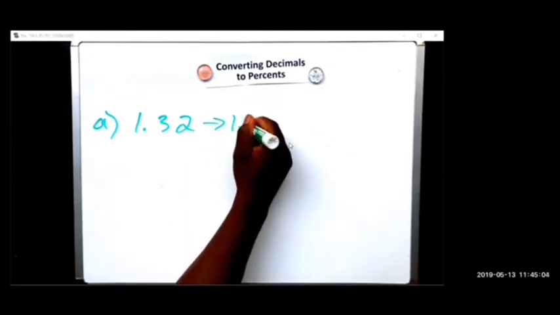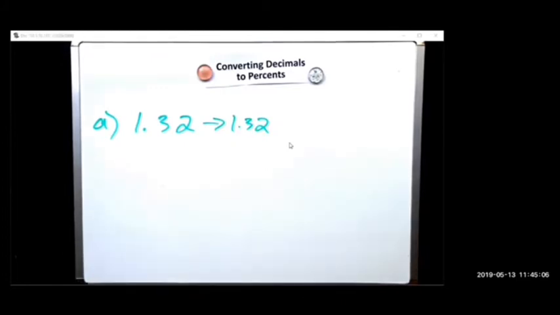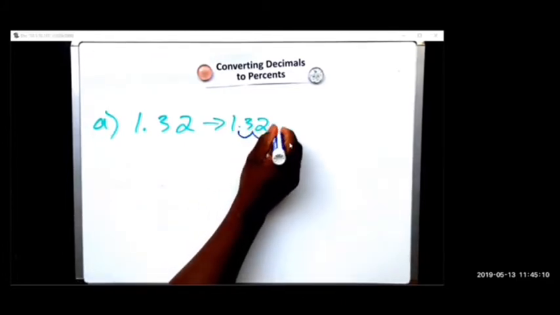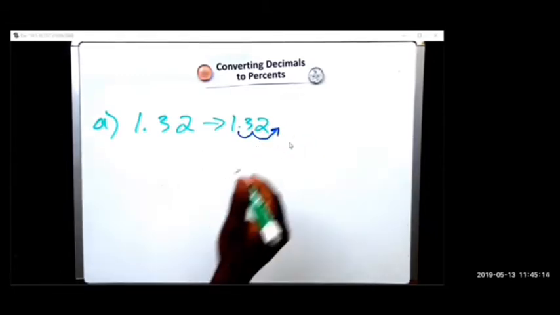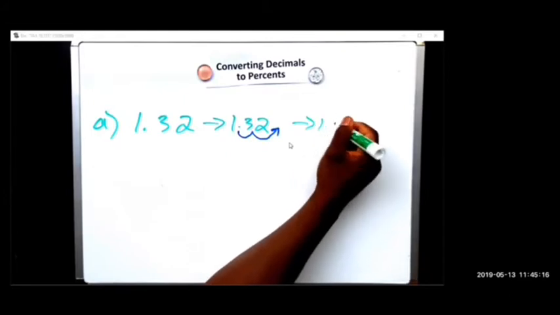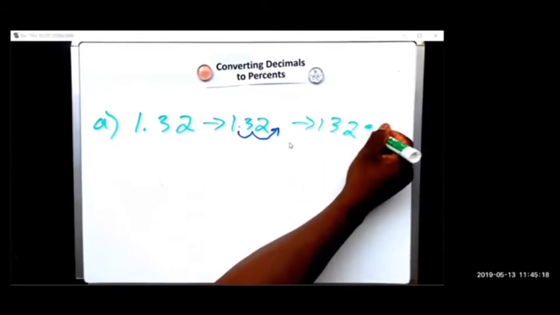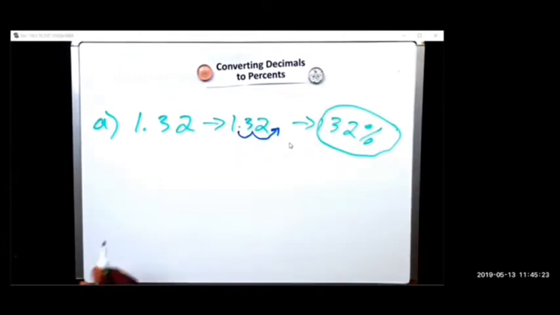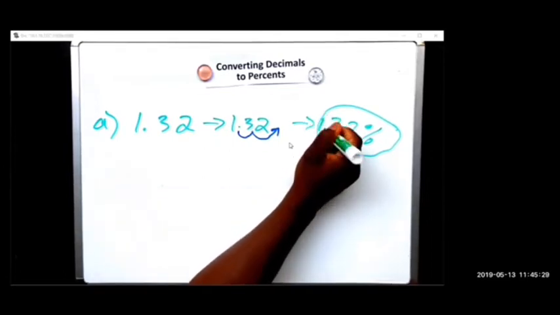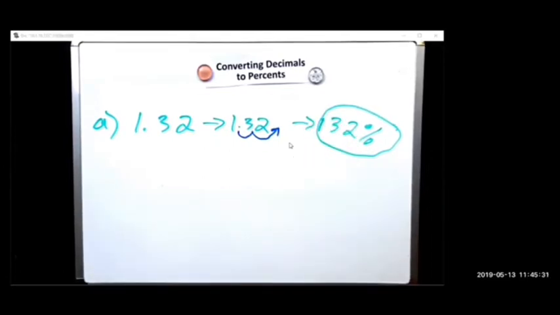So I'm going to write 1.32, and I'm going to make it explicit what we're doing. We're moving it 2 spaces to the right. Make an arrow right there. And when you move it 2 spaces to the right, you get 132%. So while somebody else is still doing long division, you're done. Okay? It's all about technique and strategy, 132%.